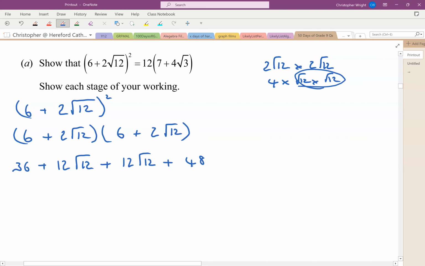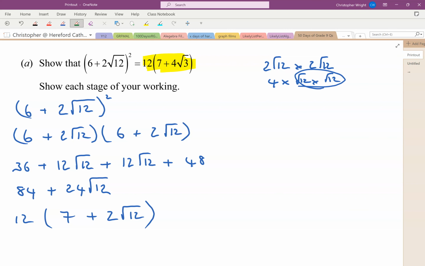So now let's simplify this. Shall we? I've got 36 and 48, that's 84, plus 24 root 12. Right. Well, I'm trying to get it equal to this, aren't I? So I suppose I could pull out a 12, because I can do 12 into 84, can't I, goes 7 times, and 12 into 24 root 12 goes 2 root 12. I'm almost there now. I've got the 12 outside, I've got the 7, it's just this bit.